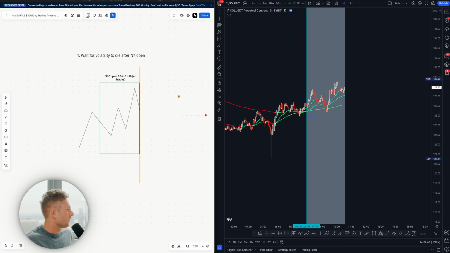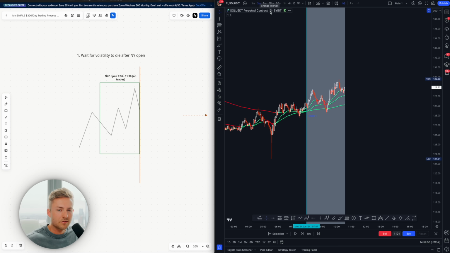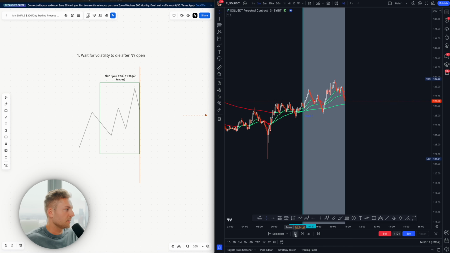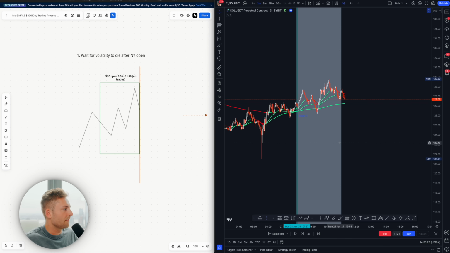All right, so let's also refer to our system over here and show how it actually applies to a chart in real time. So I have Solana right here on a 3-minute time frame, meaning that each of these candles is showing me 3 minutes worth of movement. We have our New York session box here. So now we need to wait for the price to leave this window. Okay, so now we are officially outside of our New York zone. So we've waited for our trade.